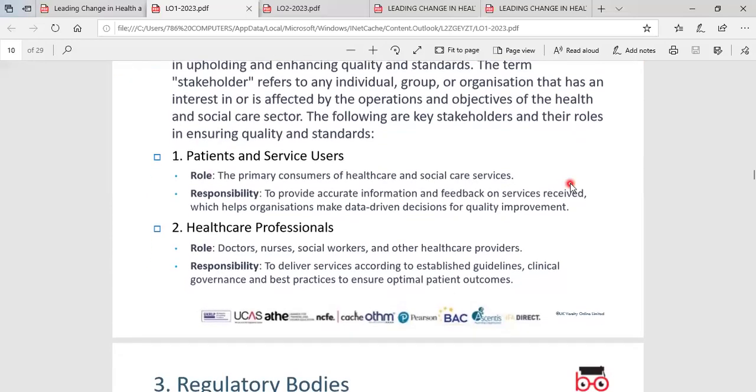Their responsibility is obviously to provide accurate information and feedback on the services. Sometimes it might not be so accurate. Sometimes it may be biased. So you'll have to consider those barriers also. So let's say I do not like a particular GP, and I then give a bad feedback for the entire organization, but it shouldn't be this way.